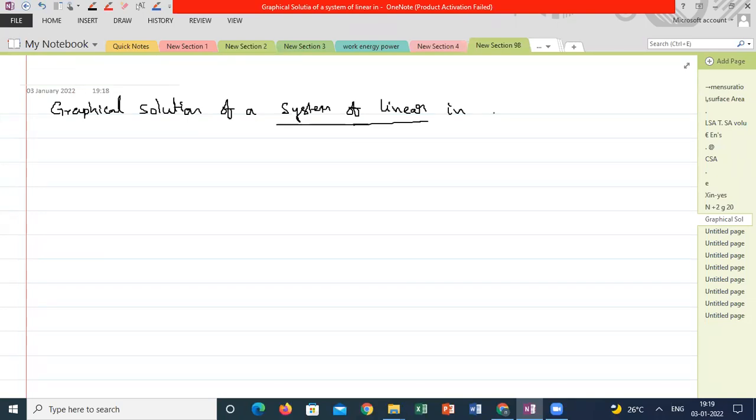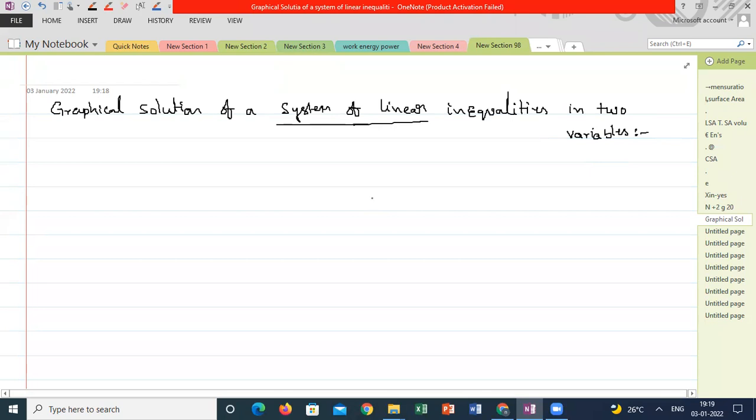So for a system of linear inequalities in two variables, we will get two linear inequalities. Simple. They will give two inequalities. They will ask you to find the solution set.